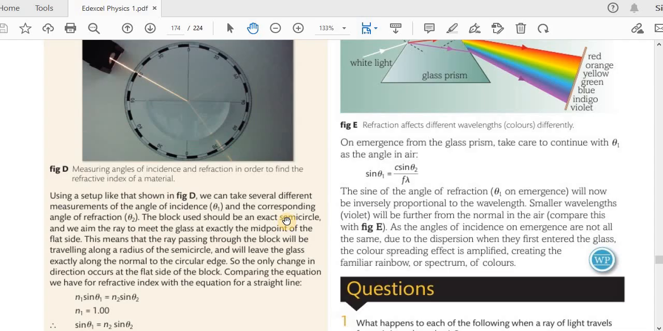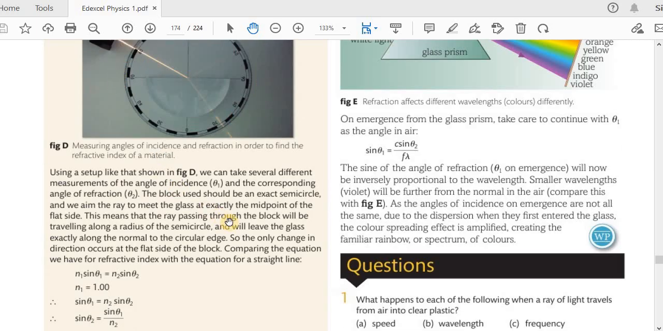The ray will be going along the normal as long as you send the ray like this and it strikes the middle, and this is a semicircle. And we leave the glass exactly along the normal to the circular edge. So the only change in direction occurs at the flat side of the block.